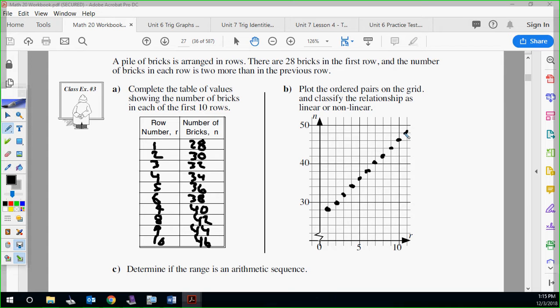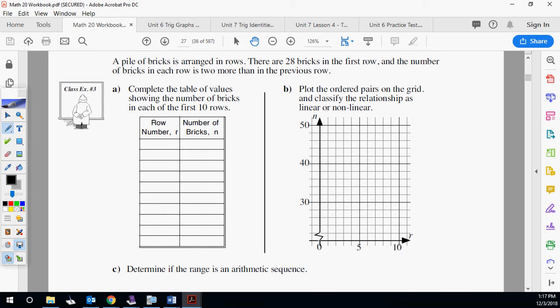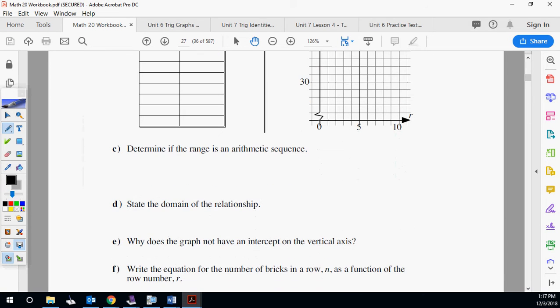So it says determine if the range is the arithmetic sequence. Well, the range is the y values, right? We think range is the outputs. Our outputs is number of bricks. Does it have a range? The range, yeah, the range starts at 28 and goes up by 2's. So you would just say the range starts at 28, goes up by 2's. If it's 10 rows, then that's where it stopped, but there's more than that.